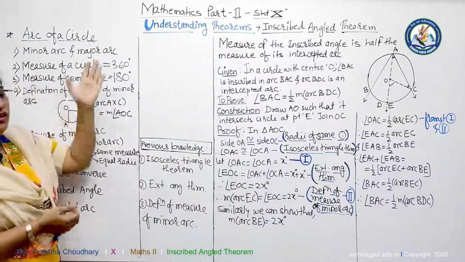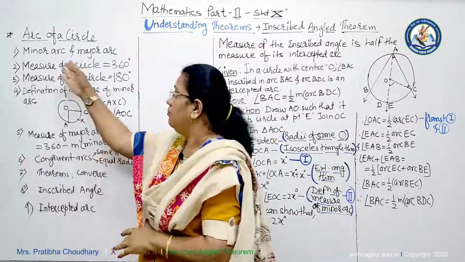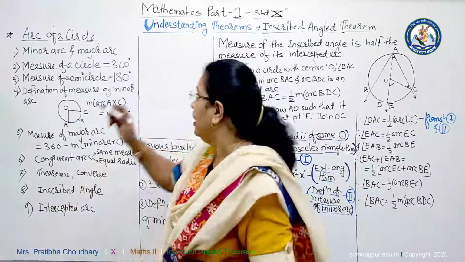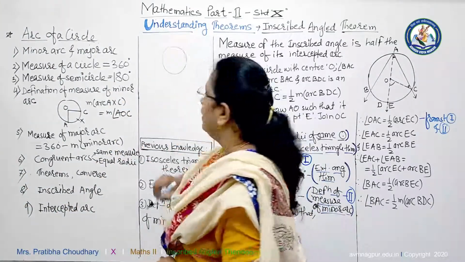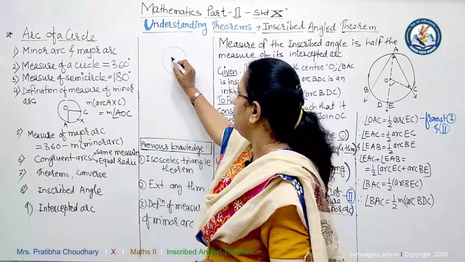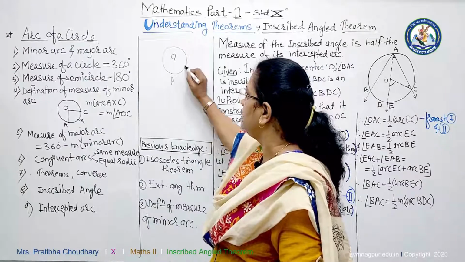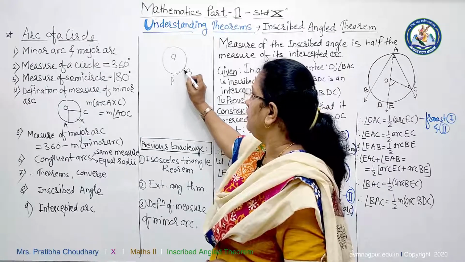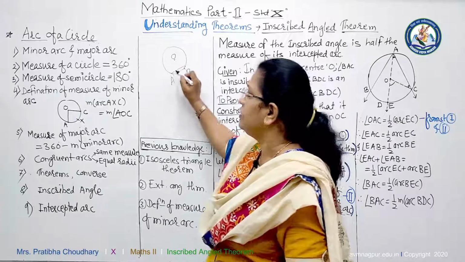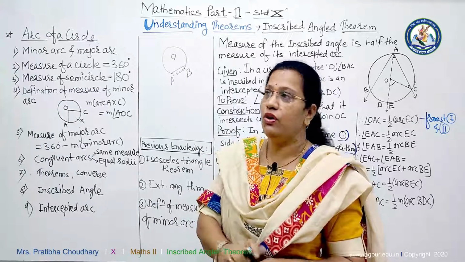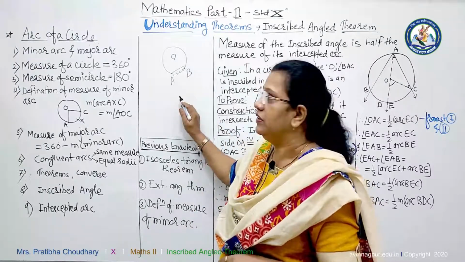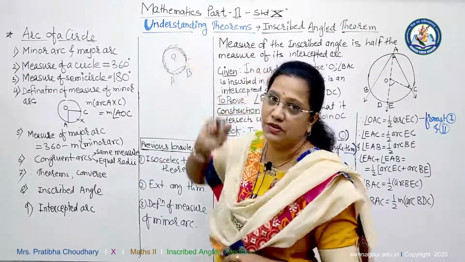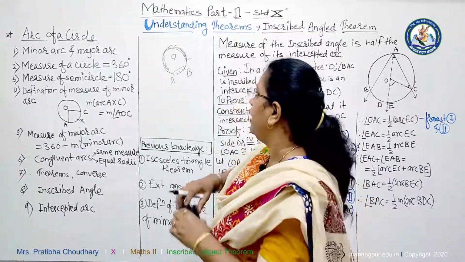Just see arc of a circle. First of all, we will see minor arc and major arc. What is minor arc and what is major arc? If we draw a circle, in this circle there is a center, let it be O. We will take any 2 points on the circle, A and B. And this part which does not contain the center is called the minor arc of the circle. And this part containing the center is called the major arc of the circle. Okay, so this is minor arc and major arc.